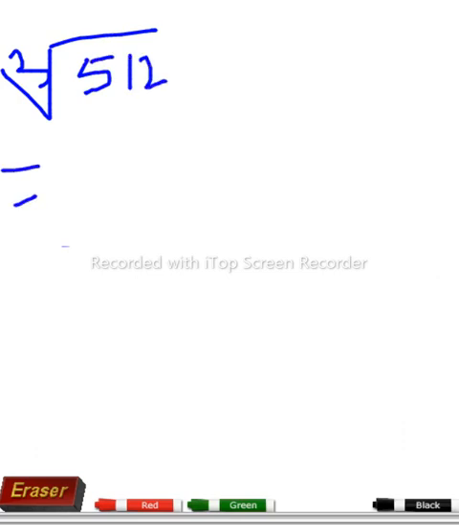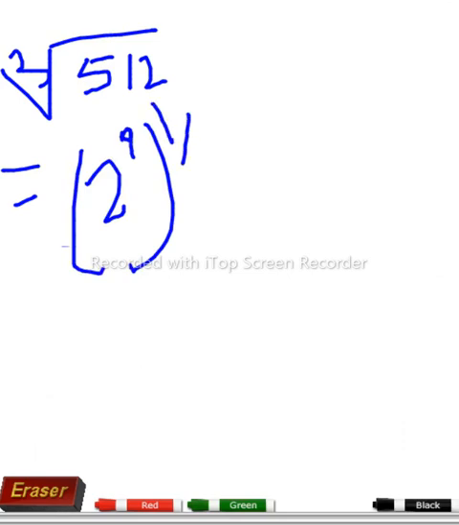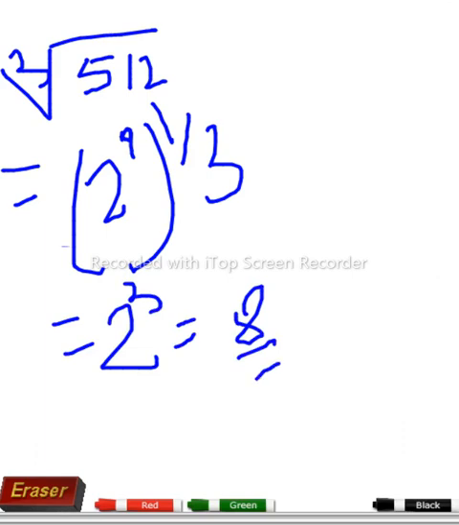The first way is, as we know, 512 means 8 to the power of 9, sorry, to the power of 9. Again, we have here 1 over 3, because here we have 3. So when we rewrite this question like this, then 9 times 1 over 3, 9 over 3, means it is 3. So 8 to the power of 3, to the power of 3, means 8. So this is the final answer for this question.